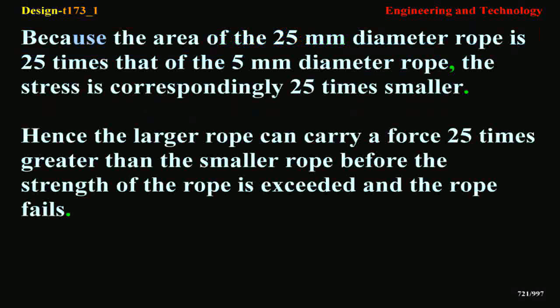Because the area of the 25 mm diameter rope is 25 times that of the 5 mm diameter rope, the stress is correspondingly 25 times smaller. Hence the larger rope can carry a force 25 times greater than the smaller rope before the strength of the rope is exceeded and the rope fails.